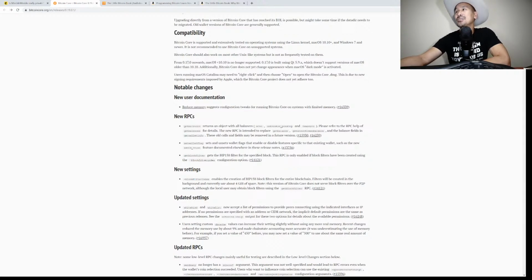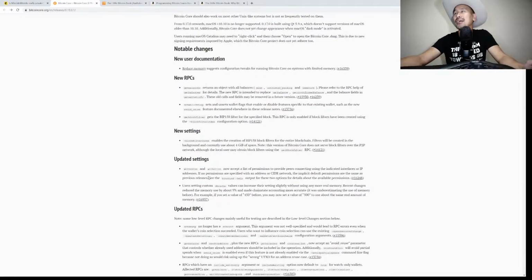Get block filter gets the BIP158 filter for the specified block. BIP158 is based on something called Neutrino, which is compact block filters. And compact block filters allow you to basically get a lot of data about blocks without downloading the entire blockchain. So you only essentially end up downloading the blocks that you're interested in, but you need the filter to know whether or not you're going to be interested in it.